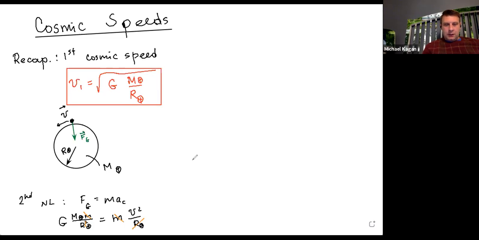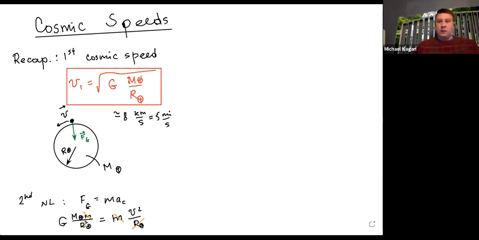Any questions about this? So if you do the math real quick, you'll find that this is pretty much the same thing in disguise. So this is numerically equal to 8 kilometers per second or 5 miles per second. But this is more general. So you can now go to any planet.